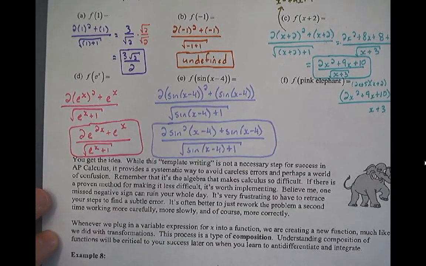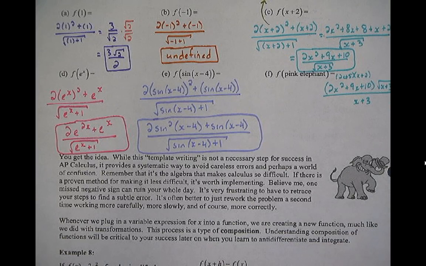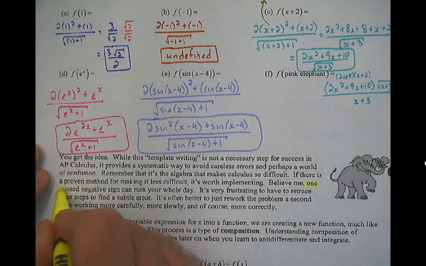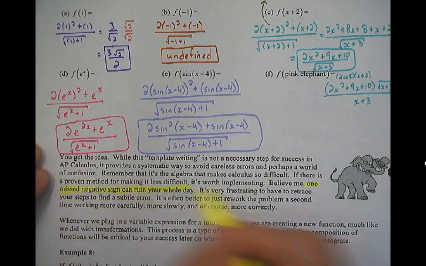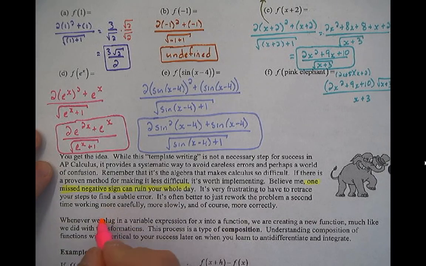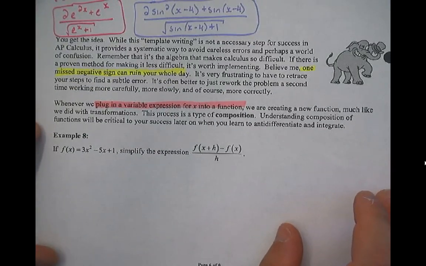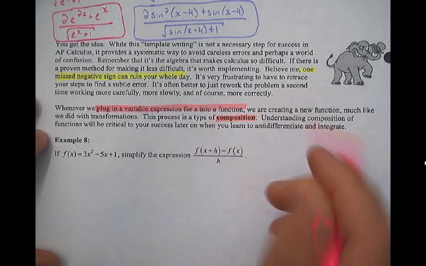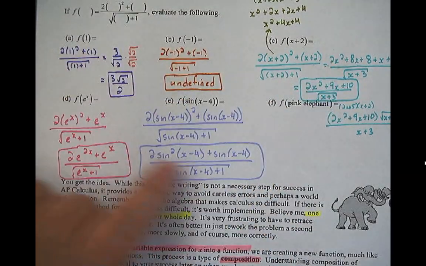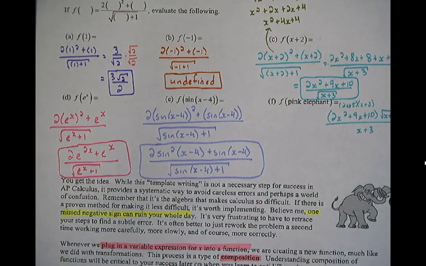All right, so hopefully that does a quick review of this thing called composing. The details are what matters. So, I mean, one missed negative sign can ruin your whole mathematical day. So when we plug a variable expression in to x of the other function, that's what we call composition. So when I say composing functions, that's what we just did here. We composed two functions together.